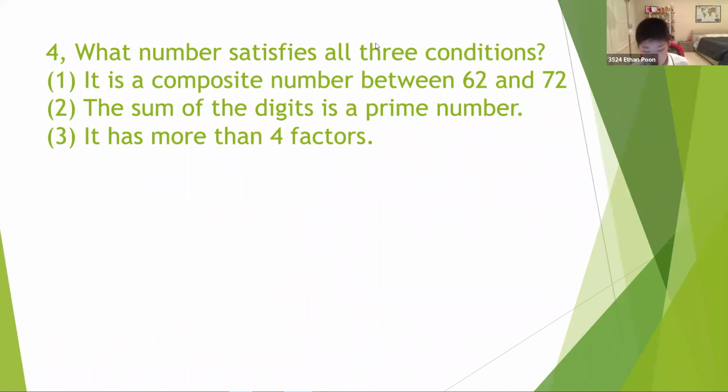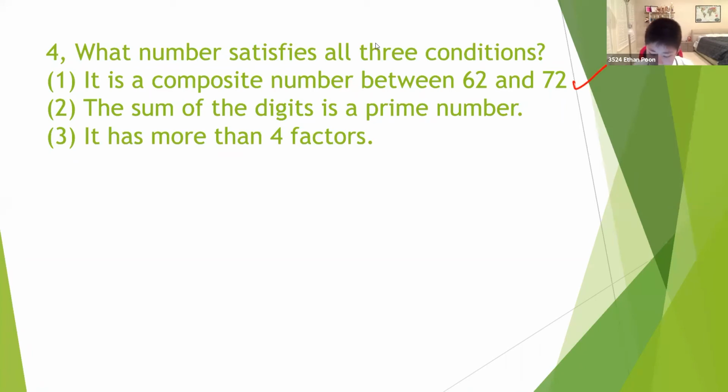Okay, so I think that's enough time for this question, as we have a lot of other questions to get through. So what number satisfies all three conditions? It is a composite number between 62 and 72. The sum of the digits is a prime number, and it has more than four factors. So we're going to start with condition one.